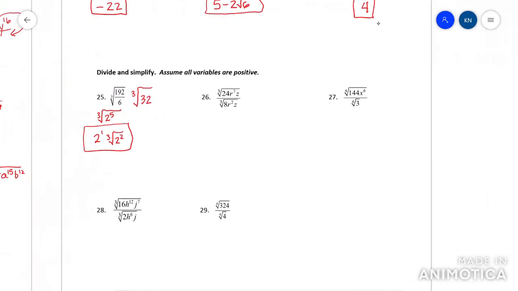Okay, the next one I would probably divide as well. So 24 divided by 8 is 3. You have r^7 over r^2 makes r^5. The top was bigger by 5. And then the z's cancel. So it's really just this. So you're taking out groups of 3. So you can take out an r, but that's it. And there were 2 left over.